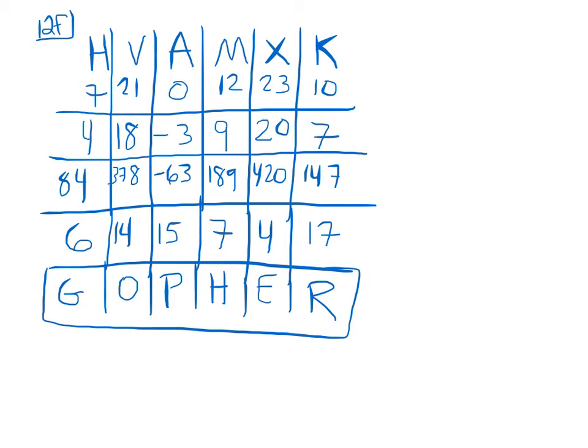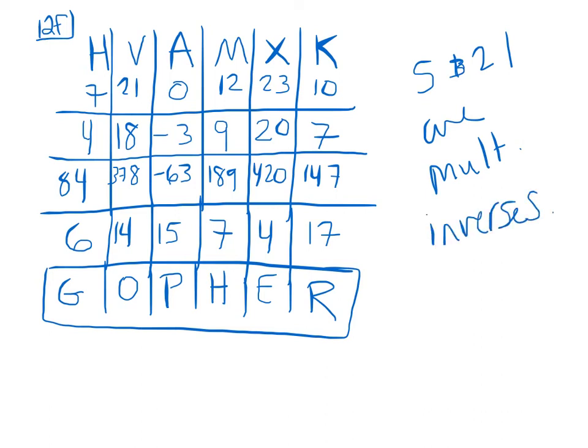So one question you may have is, how did we come up with the 5 and the 21 being multiplicative inverses in mod 26? So 5 and 21 are multiplicative inverses. So we used multiplication by 21 to undo multiplication by 5. So I'll show you how we get that on the next slide.